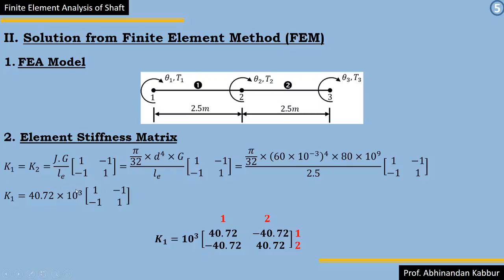So keeping this 10 to the power of 3 outside, let us take this 40.72 inside the matrix. Or you can keep this 40.72 outside throughout the calculation, and finally when you are opening the matrix, you can multiply this 40.72 into 10 to the power of 3. But now I am taking this 40.72 inside the matrix, keeping 10 to the power of 3 outside. So it is 40.72, minus 40.72, then similarly minus 40.72 and plus 40.72, and as it is related to the first element, the two displacements associated with the first element are 1 and 2. Therefore I'll write 1 2 horizontally, 1 2 vertically.